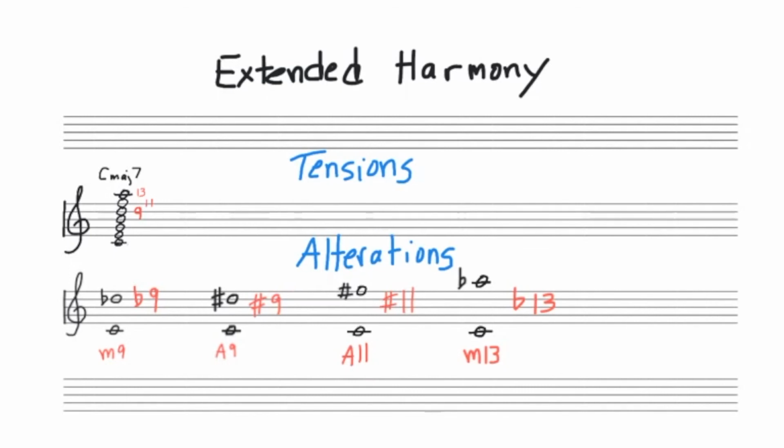To summarize, there are 7 possible extensions that can be added to a chord. The tensions, known as the 9, 11, and 13, and there are alterations that include the flat 9, sharp 9, sharp 11, and flat 13. Which of these tensions and alterations can be used at a specific time are dependent on the chord function and the type of chord. We will study this in the next lessons.